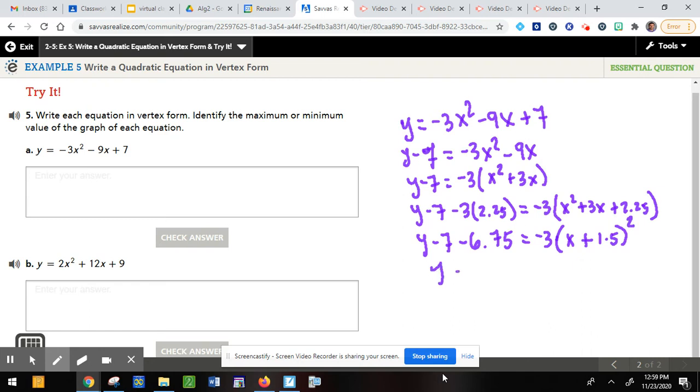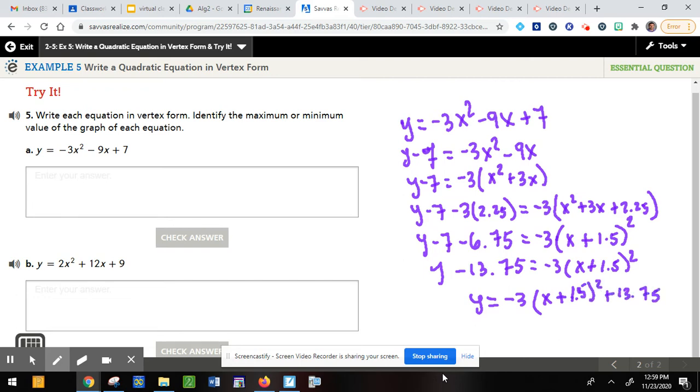This ends up being y minus 13.75. So we're just going to add that to the other side. So then y is equal to negative 3 times x plus 1.5 squared, and then plus 13.75. Now identify the maximum or the minimum. In this case, it's a maximum again, because that negative 3 makes it open down. The maximum value would be at 13.75 as a y value. Okay, so why don't you pause it and try part B.